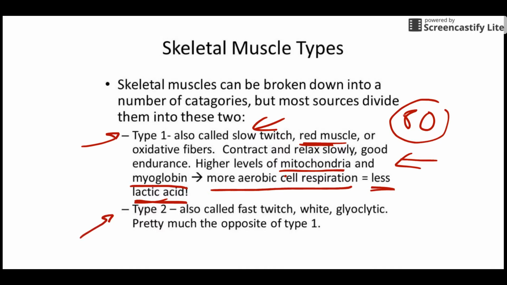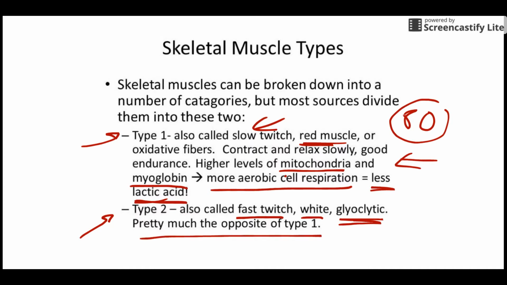Okay? Type 2 are called fast twitch, and these are the ones that give us the explosive stuff like jumping and sprinting and so forth. They're white because they don't have a lot of myoglobin in them. They're glycolytic because they don't have a lot of mitochondria for cell respiration, so they get really tired really quickly.